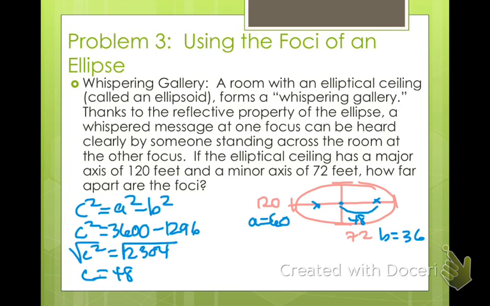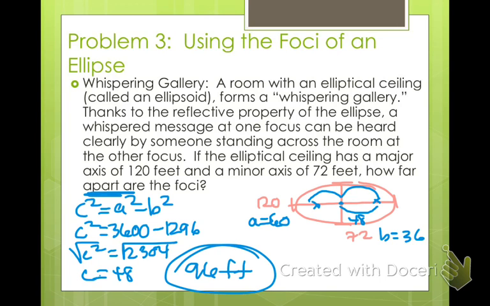But the question asks, how far are they away from each other? How far apart are they? So from one to the other one is 2 of those distances. And 48 times 2 would be 96. They are 96 feet apart from each other. That's pretty cool that you can hear someone almost 100 feet away from you.